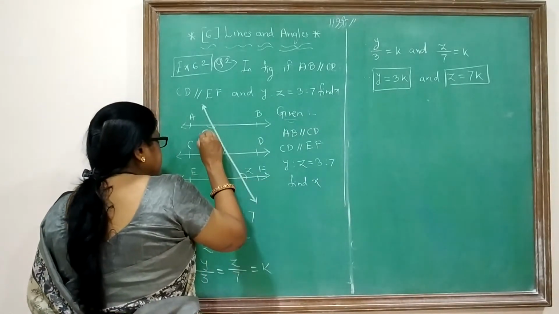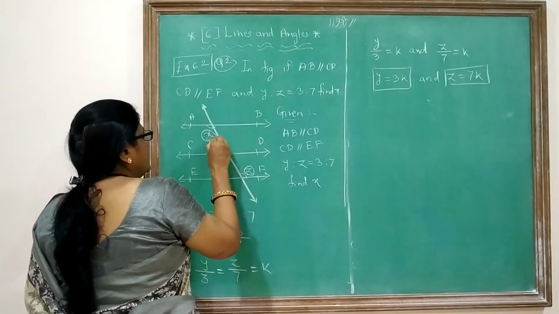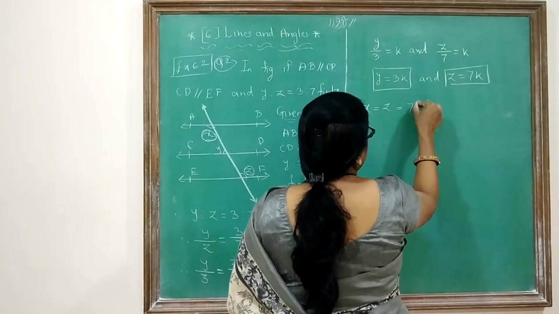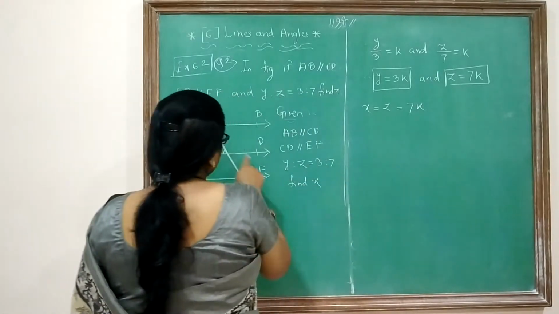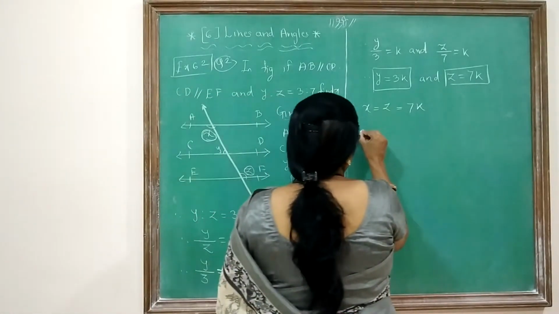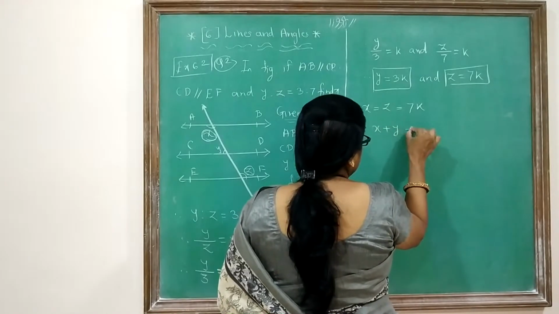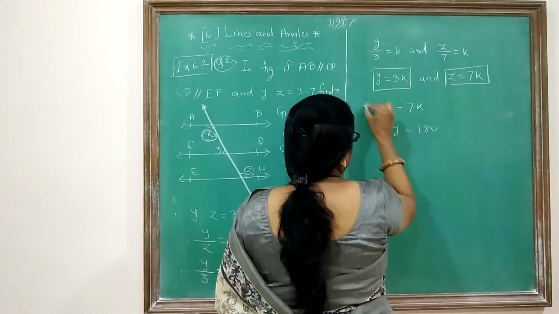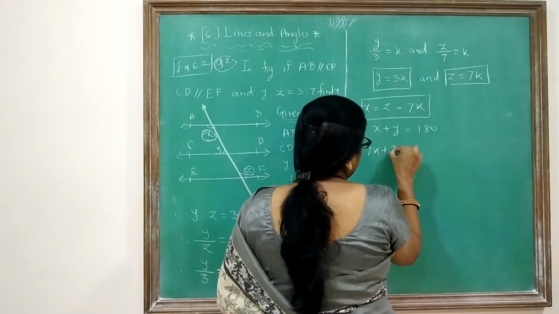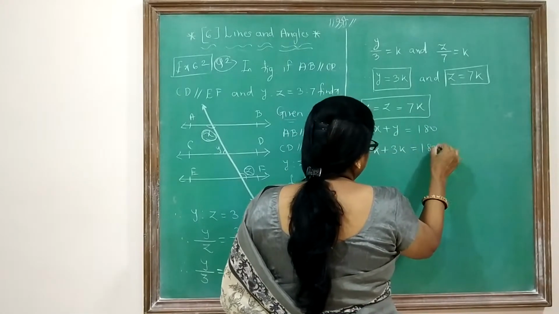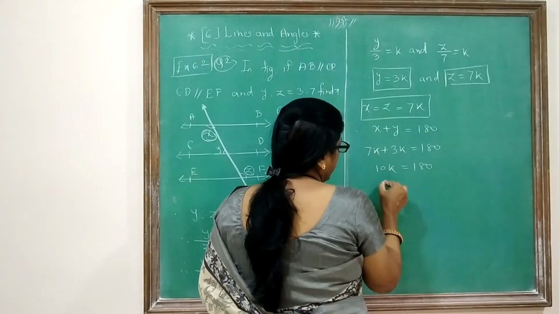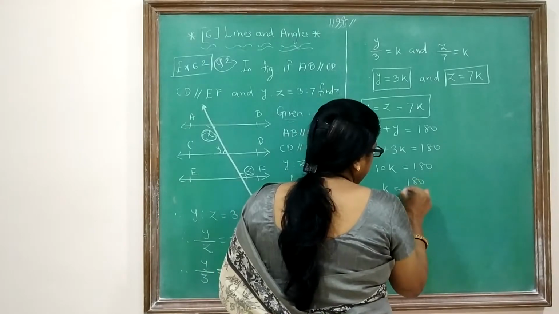This X and Z are same. Then you will write the next step is X equal to Z equal to 7K because they are the corresponding angles. Then here next condition is X plus Y equal to 180. Then what is your X value? X value is 7K plus Y value is 3K equal to 180, and therefore 10K equal to 180, and therefore K equal to 180 divided by 10.